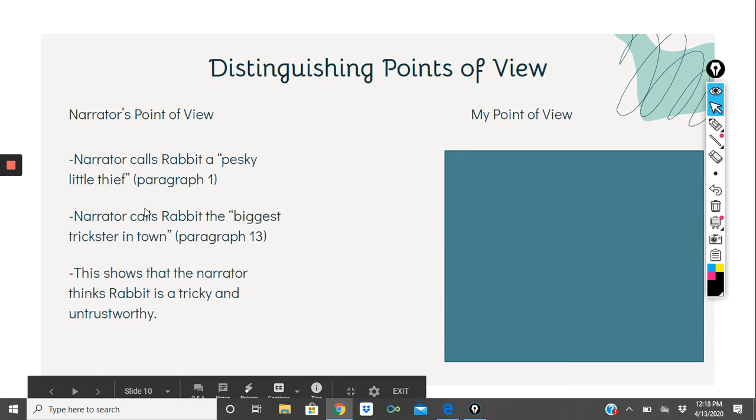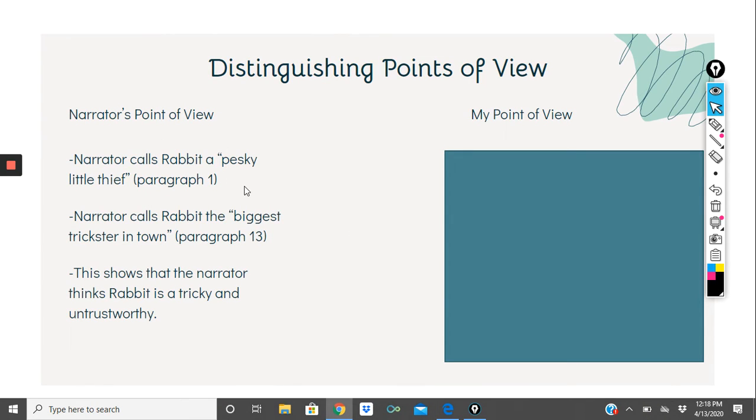So on this slide here, I put down some of that information that you heard me say in the previous slide. So the narrator's point of view: when the narrator's telling me the story, I'm seeing that he calls him a pesky little thief. And look, you can even see here, I put exactly what paragraph I found that in. So we found it in paragraph 1, so I put it here.